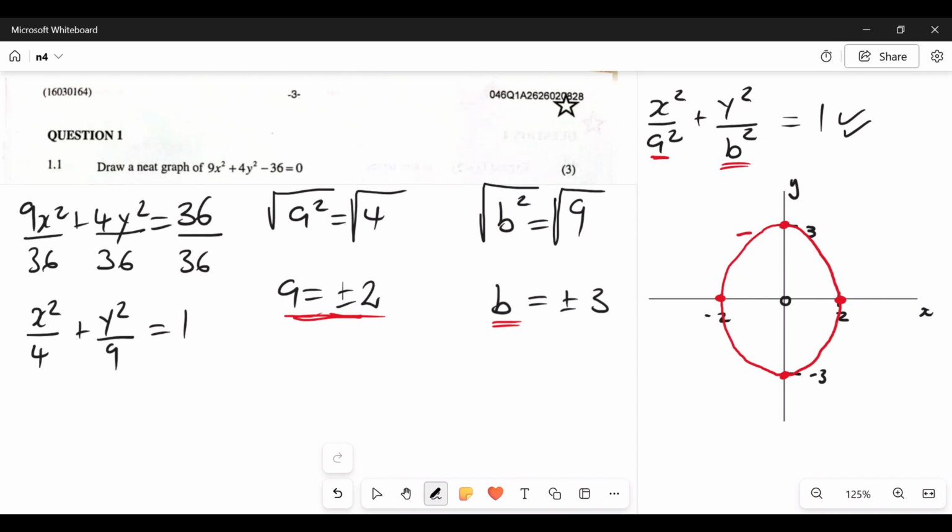So don't forget to name this graph. You can name it x squared divided by 4 plus y squared divided by 9, all this equaling to 1. Or you can name it from the original equation there. So guys, this is how you draw the ellipse.